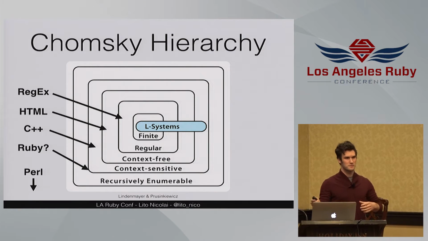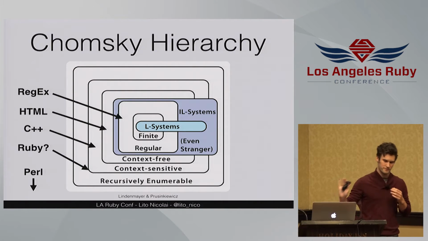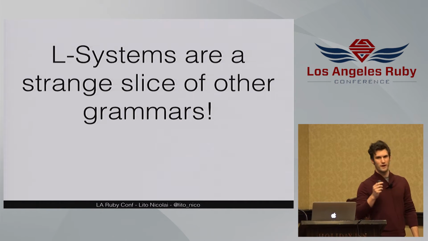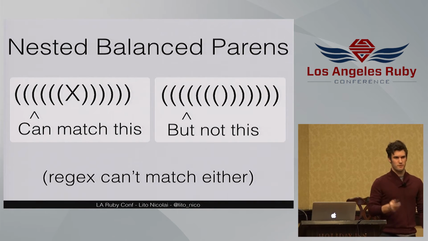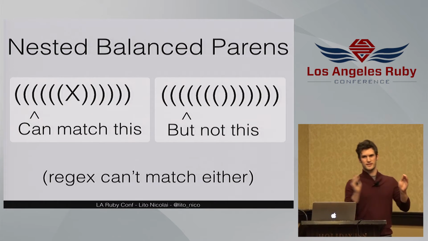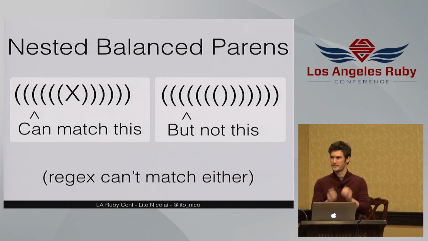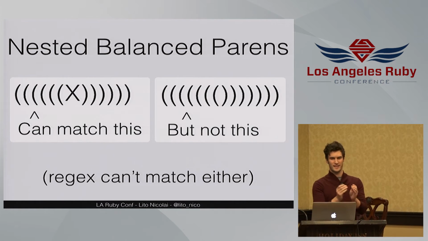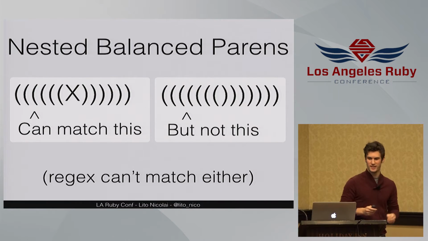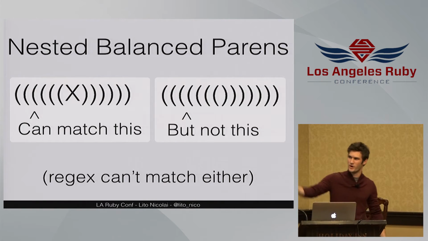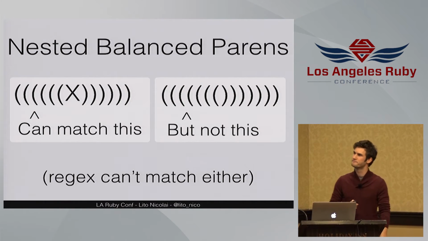Now, there are other L systems called IL systems that we're just not going to talk about. They're even stranger. So L systems are a strange slice of other grammars, and I want to give a concrete example because it's hard to actually think about these things. Like nested balanced parentheses. If you have an L system and you want to match an arbitrary number of parentheses, all just stacked up, all balanced, all perfectly nested, an L system can match the parentheses with a token in the middle that gives it a kind of seed to work off, like that initial algae. But it can't match just balanced parentheses. A context-free grammar can match both, and a regular expression, as you know, can't match either.